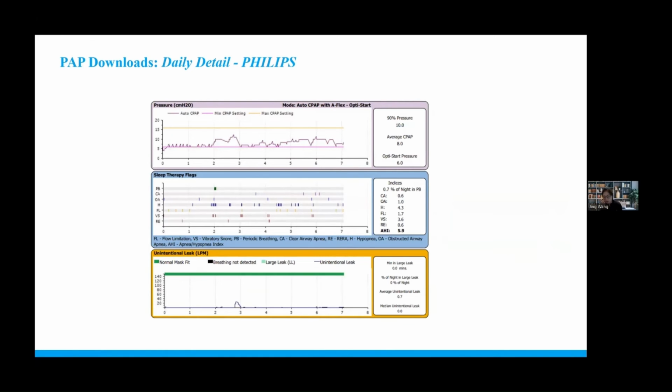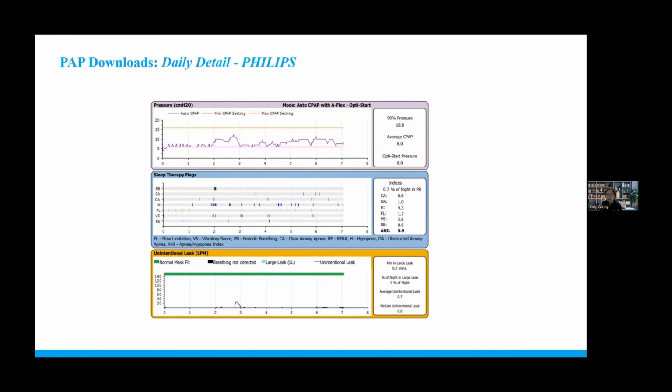Like I mentioned, you can also do daily details. This is looking at the data from a specific day or night. In this case, the x-axis would be the hours of sleep. It'll show you what the pressure was doing, where the machine sensed events or residual events coming through, which then contributes to that daily AHI number, and then the presence of leak.